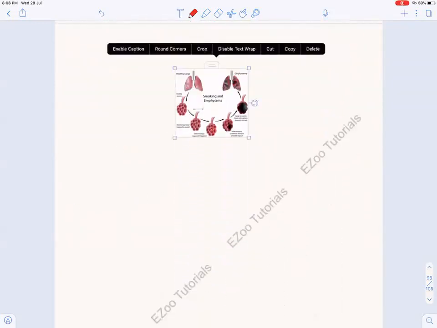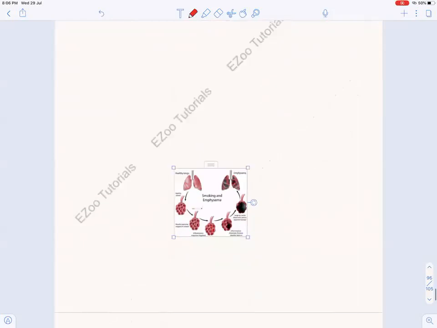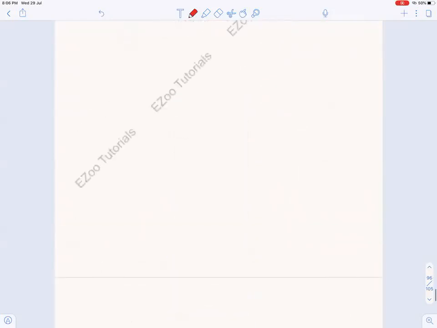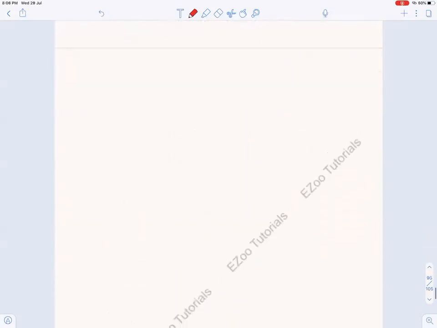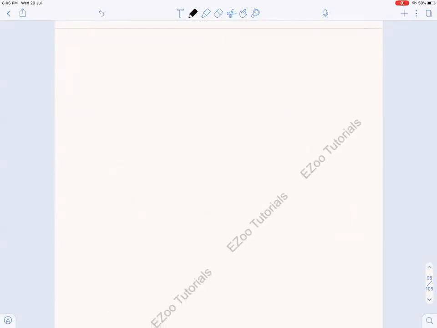My God, this diagram is dying to come. Okay, so basically now I will tell you what is actually happening in emphysema. Till now we studied about the healthy alveoli.